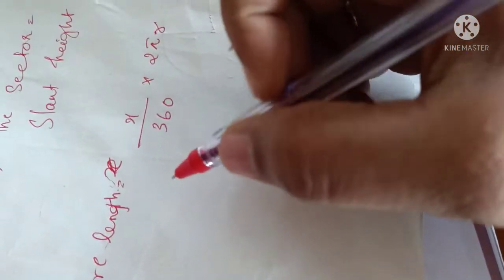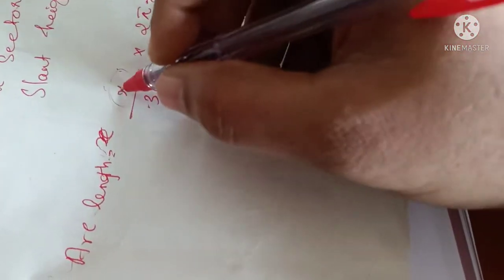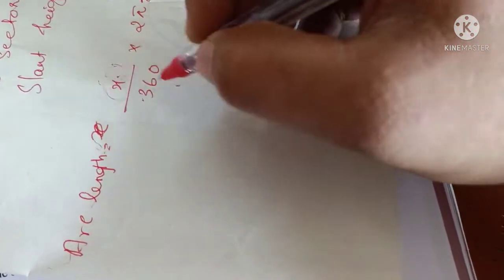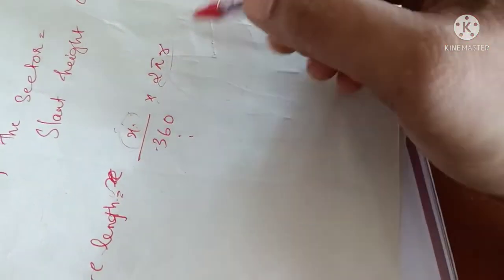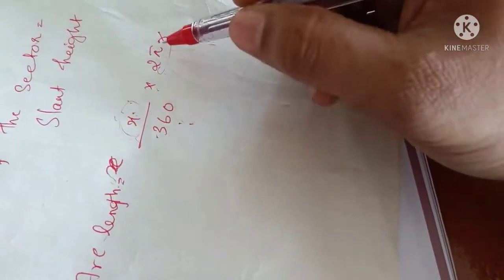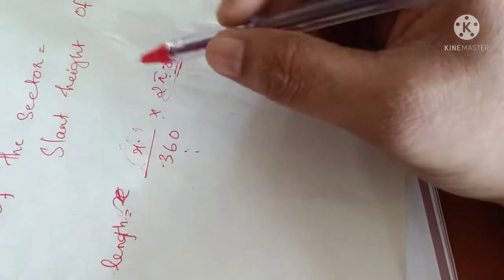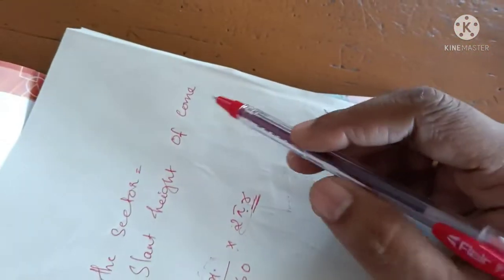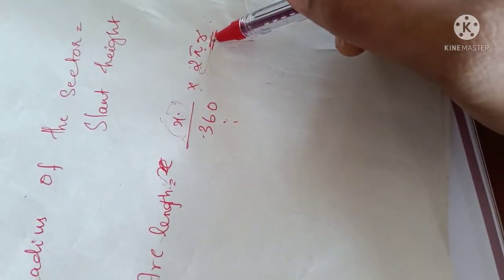So to find the arc length of any arc, we find the central angle of that sector, then the central angle by the total angle of the circle, 360, into 2 pi r, where 2 pi r is the circumference or perimeter of the circle. The radius of the sector is equal to the slant height of the cone.